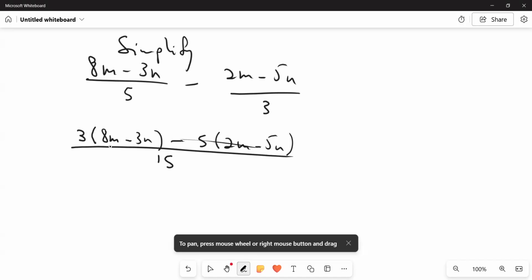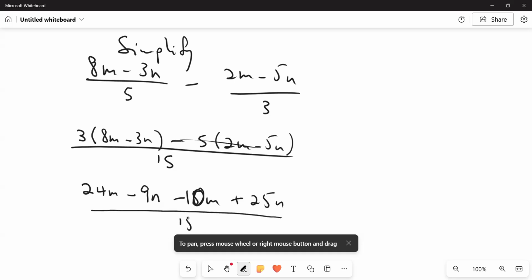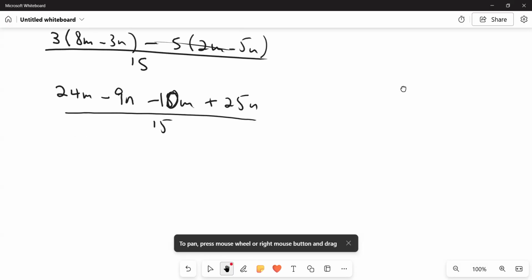Oh my, scratch the screen. Yeah. So you get what? 24m minus 9n. So minus 5 by 2m gives you minus 10m. Minus 5 by minus 5n will give you positive 25n all over 15. Right? So now we can simplify further.